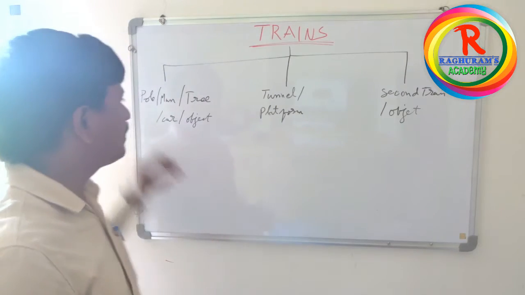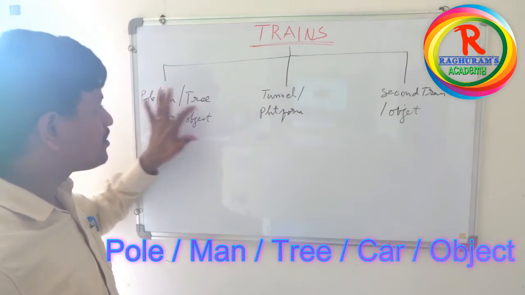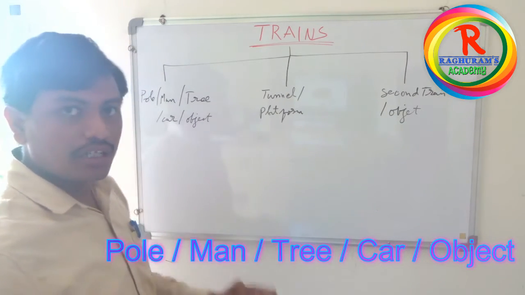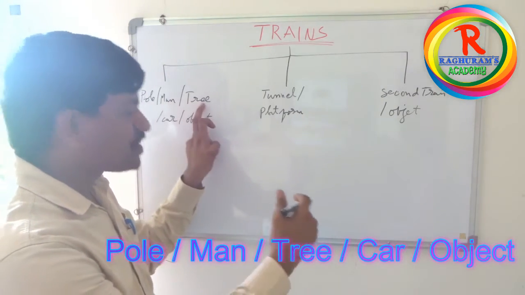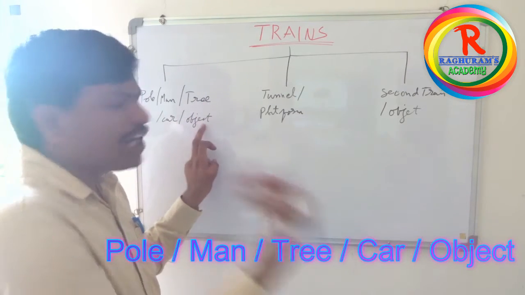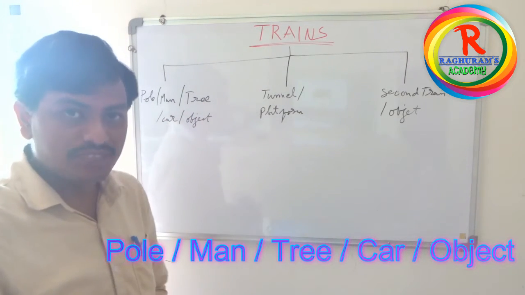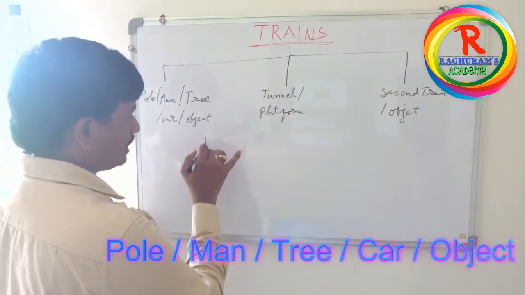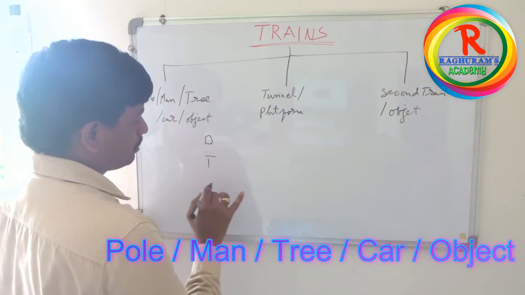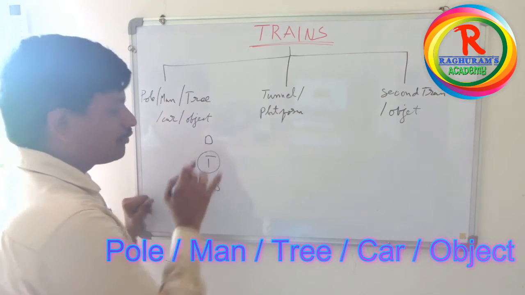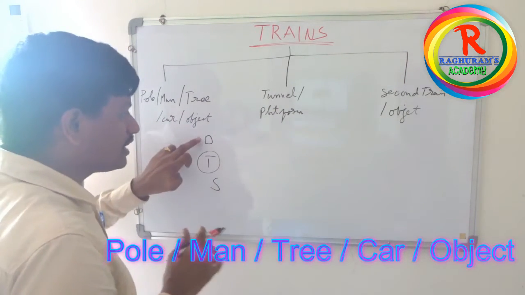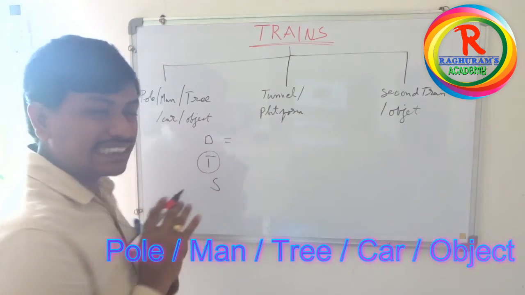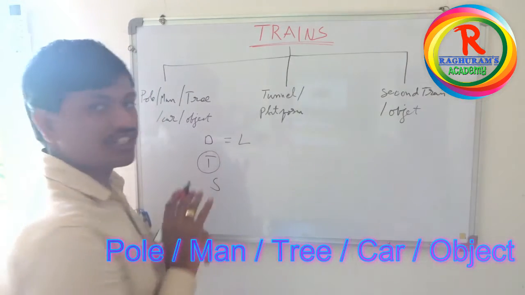The first type is a pole, man, tree, car, or object. That is, a train crosses a pole, a man, a tree, a car, or any object. In this case, we need three things: distance, time and speed. Time, we can take as anything. Here we need to find the distance.